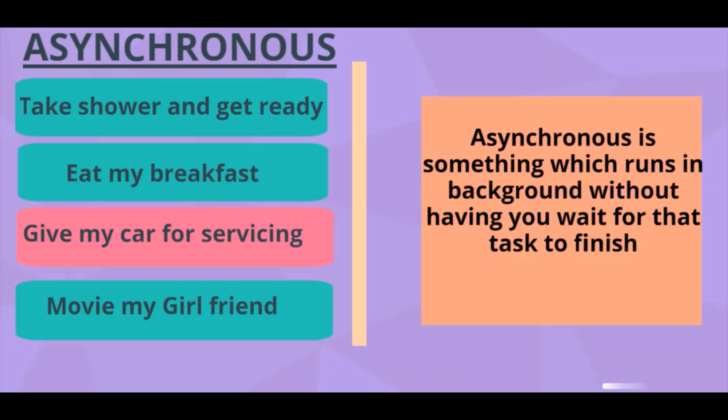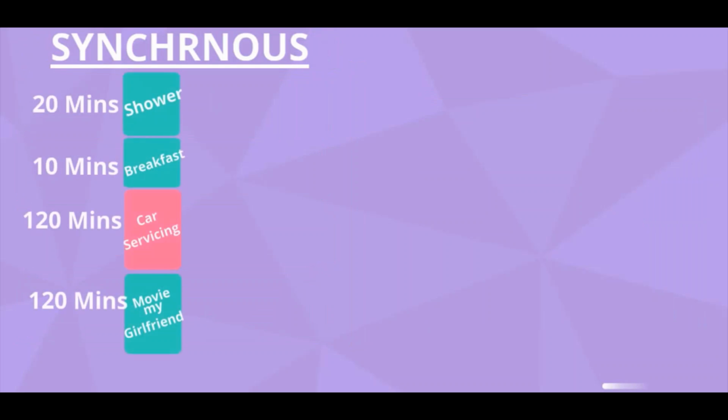If you see all these four tasks, we need to realize which one doesn't need my physical presence. Taking a shower and getting ready, of course I need to get ready. Eating my breakfast, obviously I need to eat. And then the movie with my girlfriend, of course I have to go to the movie with my girlfriend, not someone else. And finally, giving my car for service. Giving my car for servicing doesn't need my physical presence there. I don't need to wait till the servicing is completed. If you see how synchronous and asynchronous work, then you will clearly understand the importance of the asynchronous process.